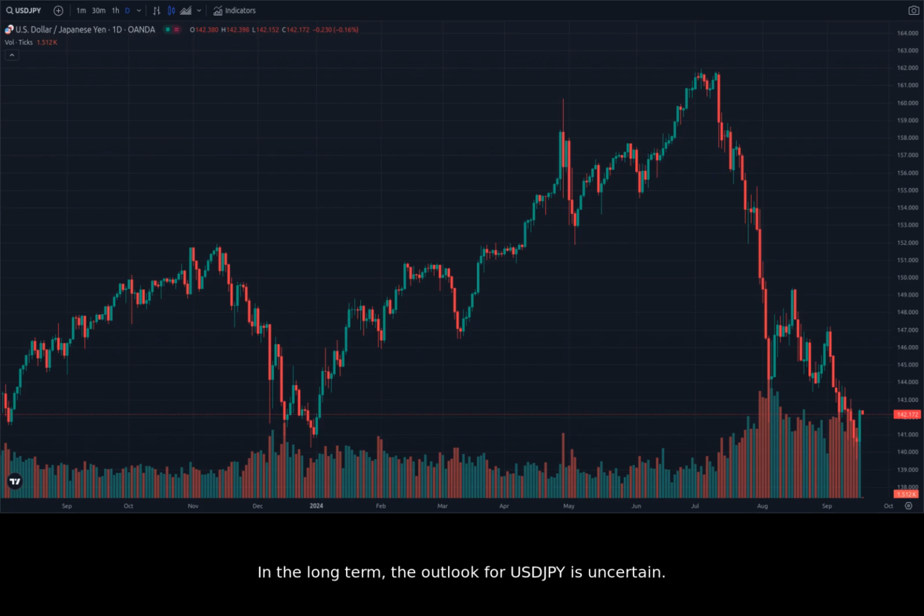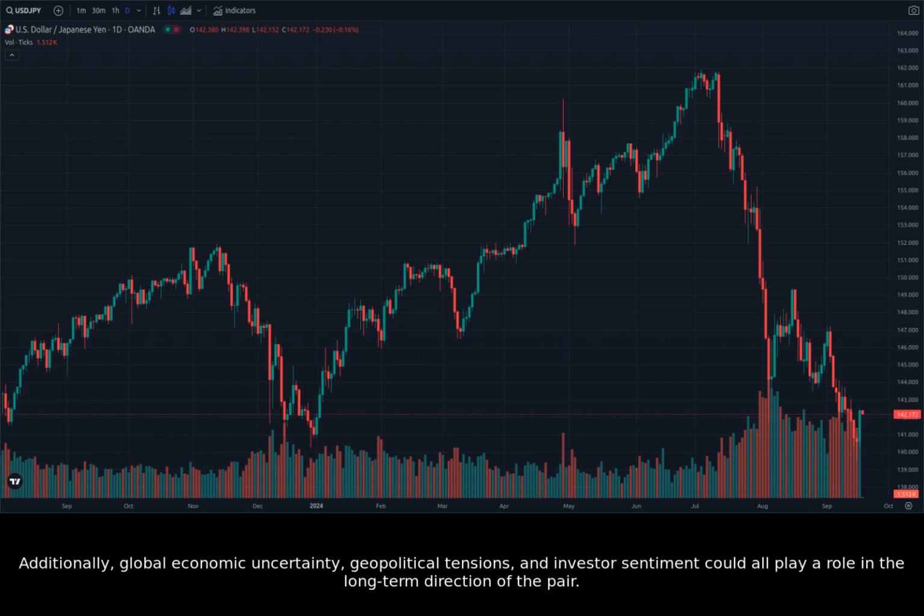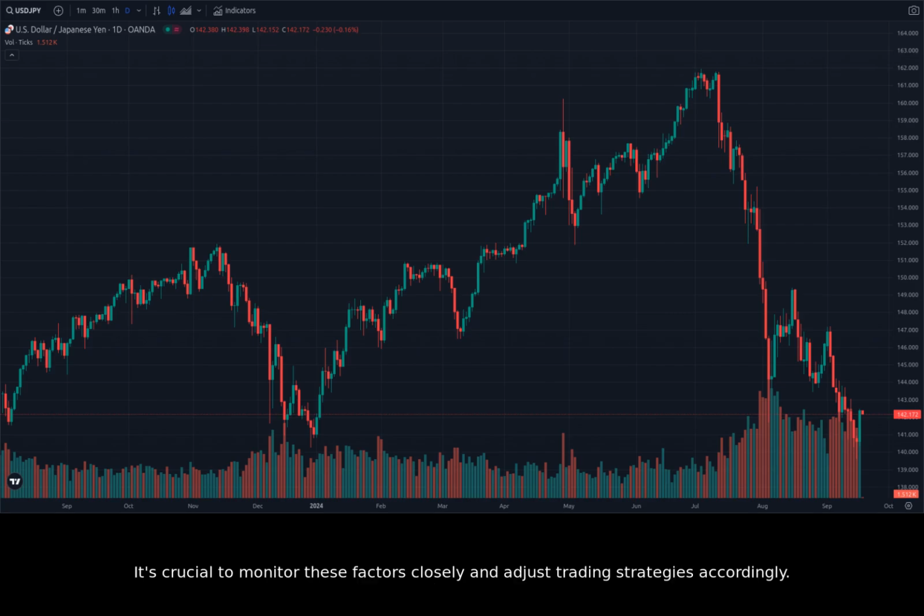In the long term, the outlook for USDJPY is uncertain. The divergent monetary policies of the Fed and the Bank of Japan will continue to be a key factor. Additionally, global economic uncertainty, geopolitical tensions, and investor sentiment could all play a role in the long-term direction of the pair. It's crucial to monitor these factors closely and adjust trading strategies accordingly.